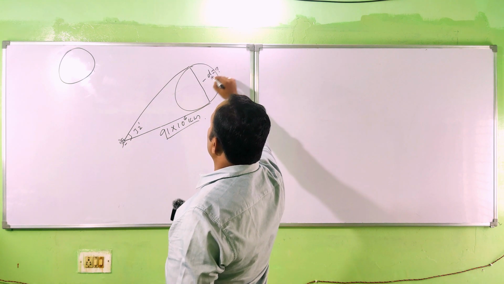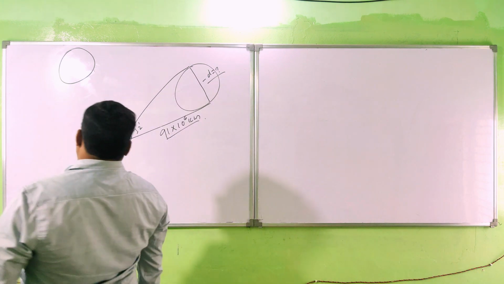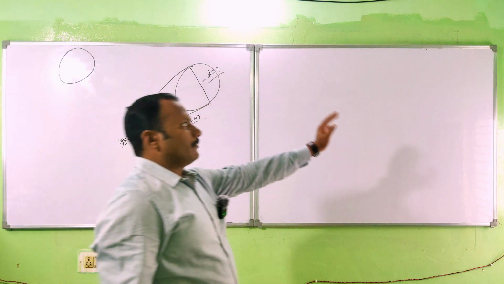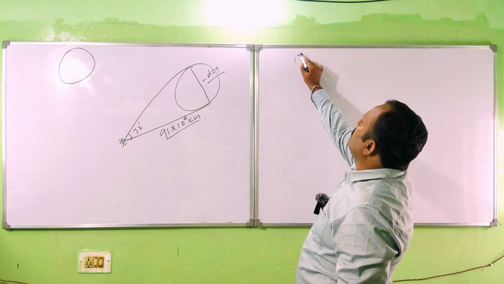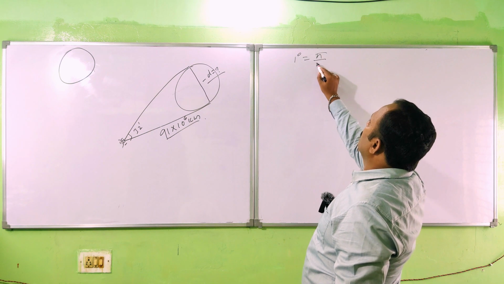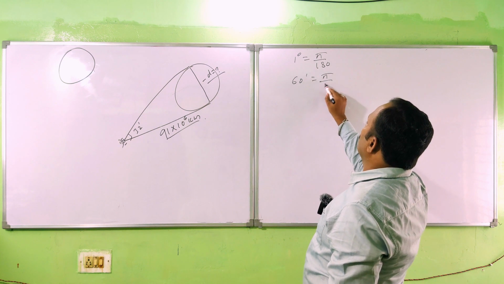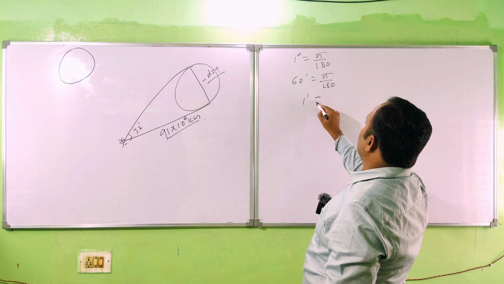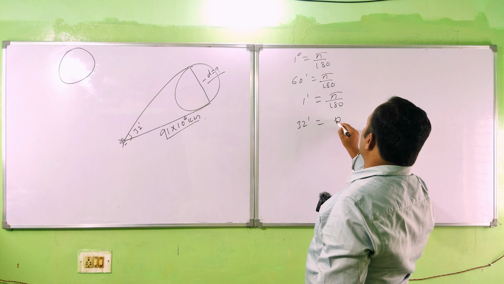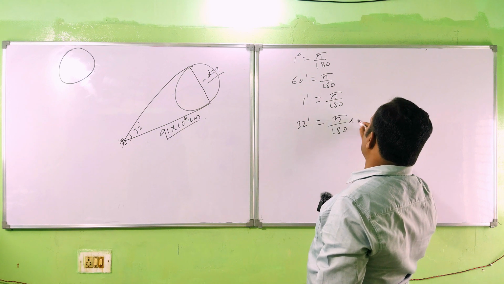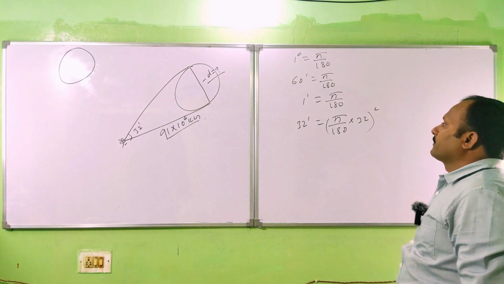Here 32 is in minutes, so we should convert it to radians. 1 degree is equal to pi by 180 radian, and 60 minutes is equal to pi by 180 radian. So 1 minute is equal to pi by 180 radian, and 32 minutes is equal to pi by 180 into 32 radian. We got this in radian.